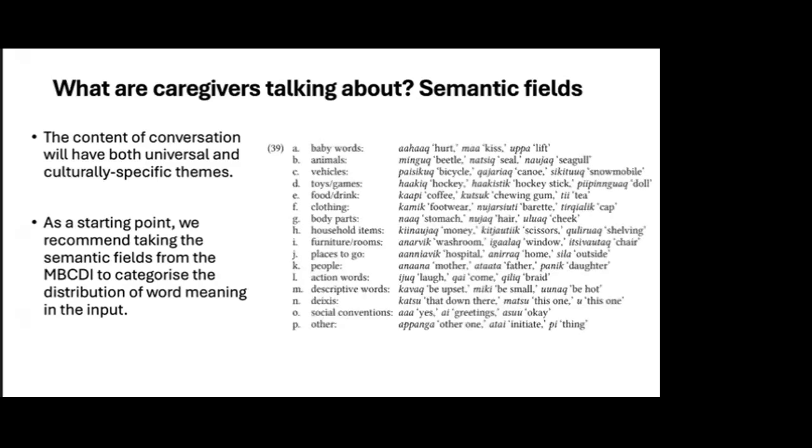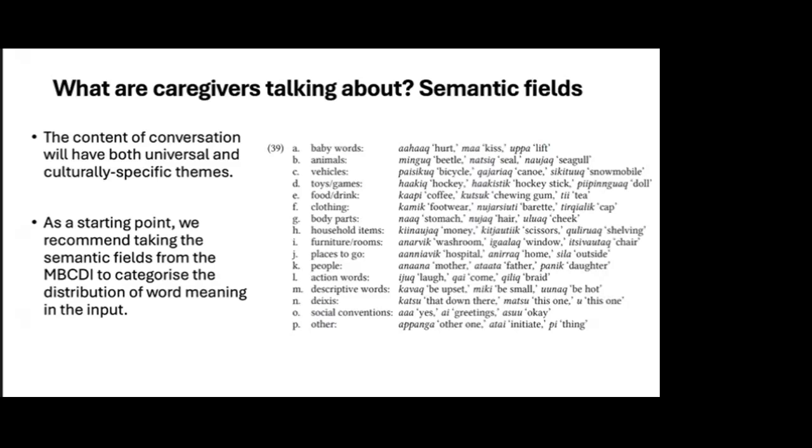The CDI is a parental checklist where parents check a whole bunch of words that their children say or comprehend, or simply say. And it's divided into a whole bunch of semantic fields. Here are some examples from the Inuktitut sketch. I think in the Inuktitut CDI there are something like 21 semantic fields, but Shanley and I think it's Hannah Lee reported on 16 different semantic fields here.